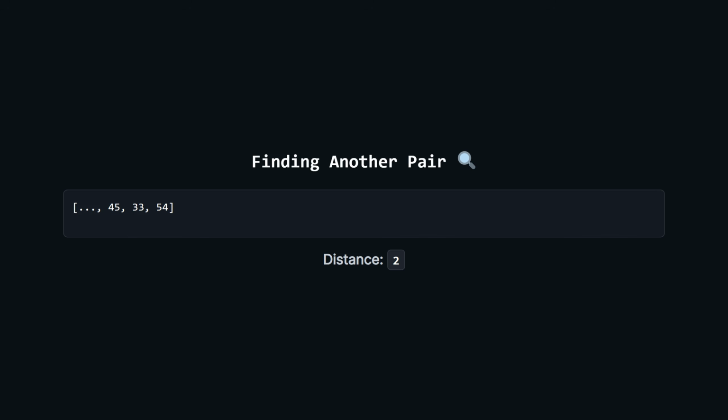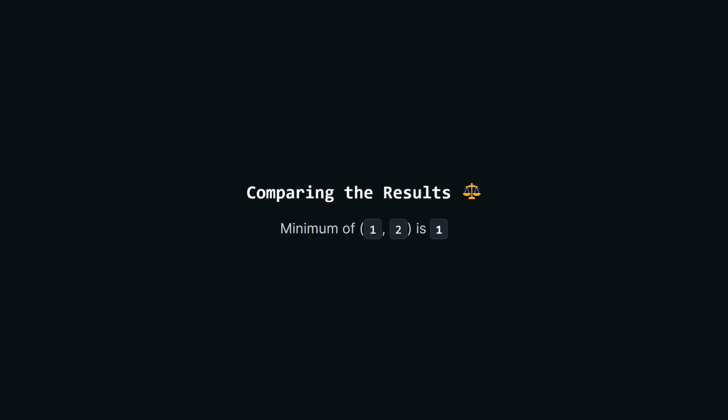If we keep looking further down, we have 45 and 54. They also form a mirror pair, but they are separated by the number 33, so their distance is 2. Finally, we compare all the distances we found. The minimum distance is 1, so that is our final answer.